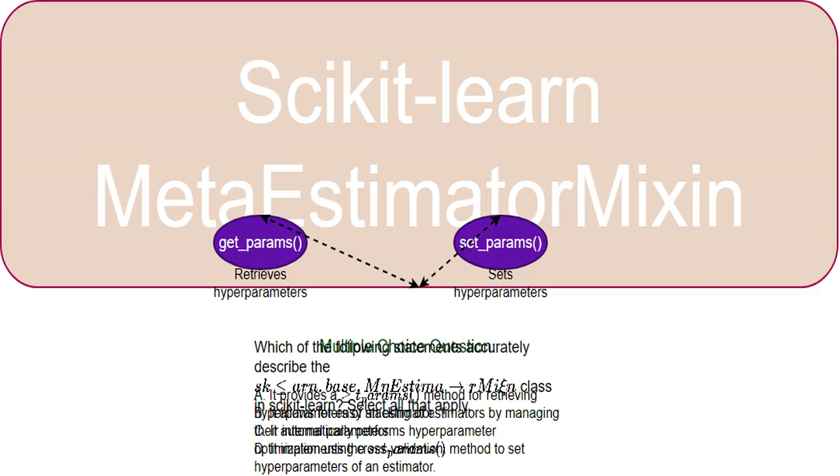This is the core focus, the MetaEstimatorMixin class within the Scikit-learn library. It's a mixin, meaning it adds functionality to other classes. In this case, it extends the capabilities of estimators by enabling convenient parameter management.